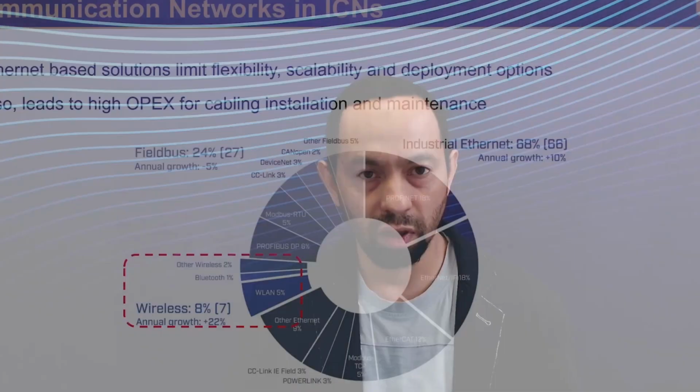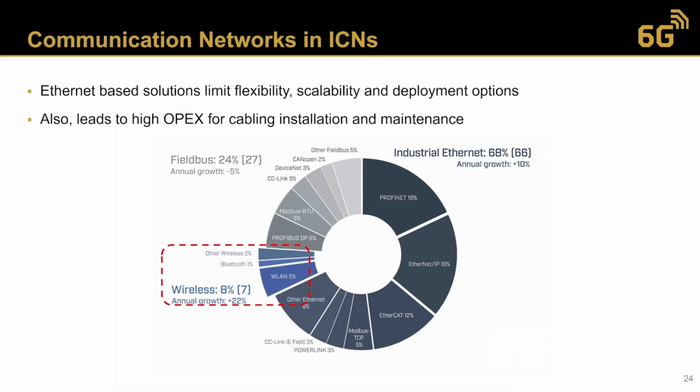So wireless technologies, for example, such as wireless LAN, Zigbee, and Bluetooth-based technologies, such as WISA and WirelessHART, have also been used to support industrial communication networks. As you can see from this plot here, of course, currently it's not widespread, so it's only 8% of the overall industrial communication network. But this is a growing sector because of its flexibility and because of the benefits that it can provide.